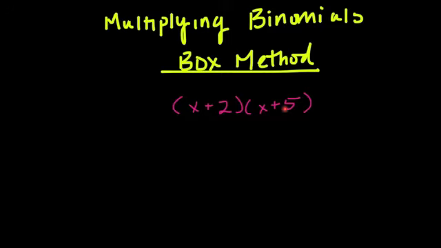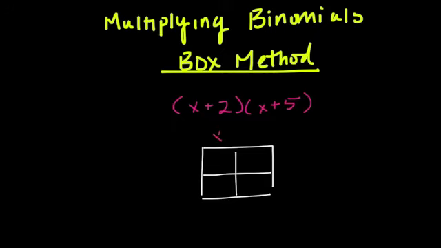So there's two methods to do this. In this video I'm going to show you the box method. And the box method is kind of like the Punnett square in biology. We're going to draw a box, and on each side of the box we're going to place our terms. So on one side we're going to place x and plus 2, and on the other side we have x plus 5. And essentially we're going to multiply everything together. Now I'm going to get more in depth in the next ones. I just want to show you how to set up for this problem.